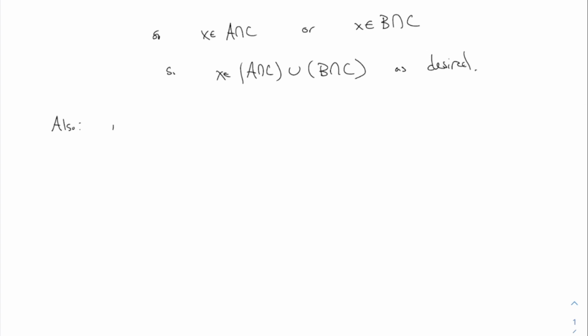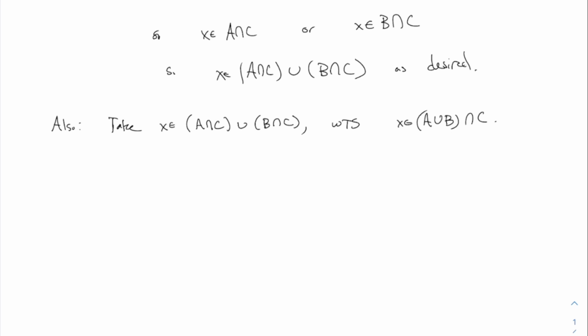I'm gonna start off like I did before. Take X in. This time it has to be in the other thing. Intersect C union B intersect C. And then I want to show that X is in A union B intersect C, right? This is the other direction.